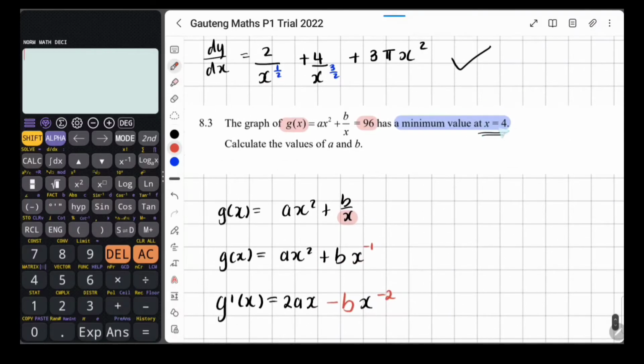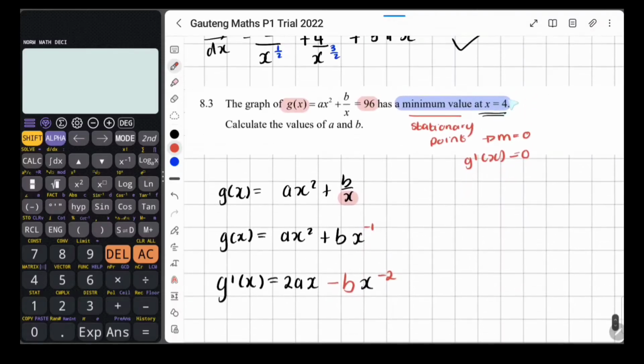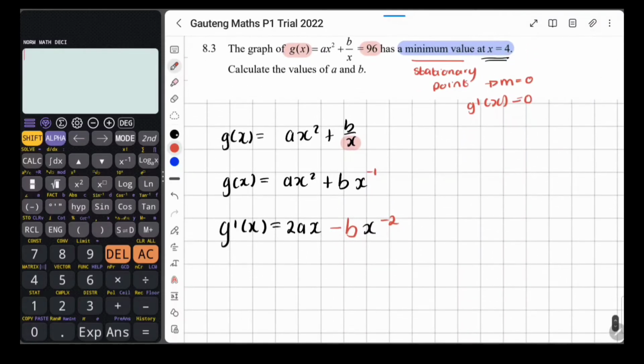But because x is equal to 4, that is a minimum value. A minimum value is a turning point or stationary point. And at the stationary point, the gradient of a function is equal to 0. And remember, gradient in this case is that g prime of x. We know that this should be 0 where x is equal to 4. So that's what I'm going to say. First of all, let's substitute where x is equal to 4. So I'm saying g prime of, and in place of x, 4 is equal to 2a bracket 4 minus b bracket 4 to the power of negative 2.